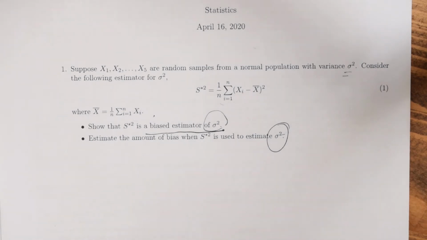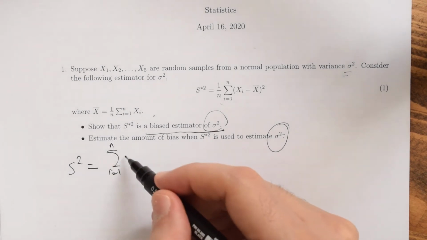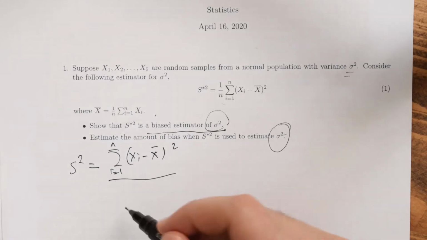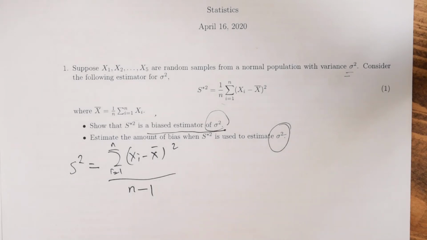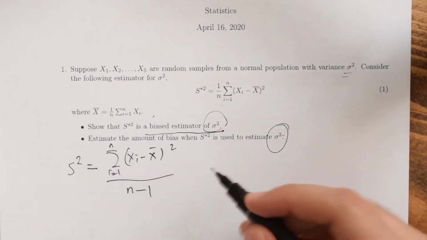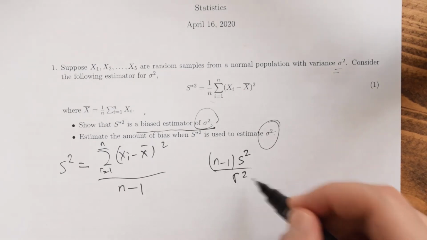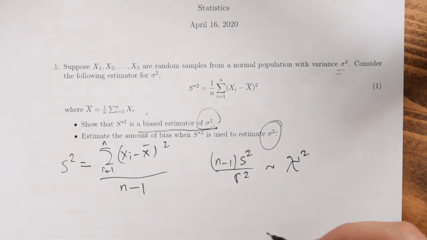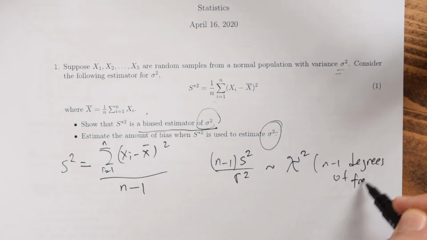It's a pretty simple question, as long as we remember the following. If I define s square to be the sum from 1 to n of xi minus x bar, squared, over, instead of n, n minus 1 in the denominator, then we can easily show that n minus 1 times s square over sigma square is chi square distributed, with n minus 1 degrees of freedom.